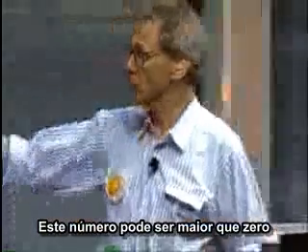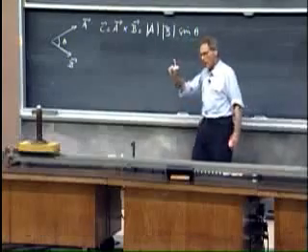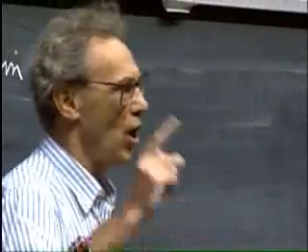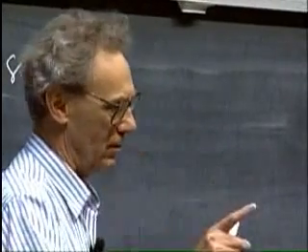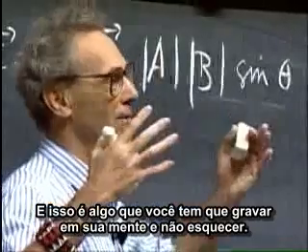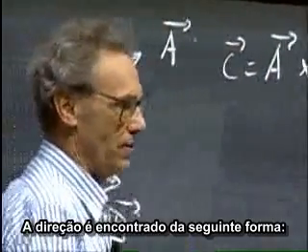This number can be larger than 0. If the sine theta is larger than 0, it can also be smaller than 0. Now we only have the magnitude of the vector, and now comes the hardest part. What is the direction of the vector? And that is something that you have to engrave in your mind and not forget. The direction is found as follows.